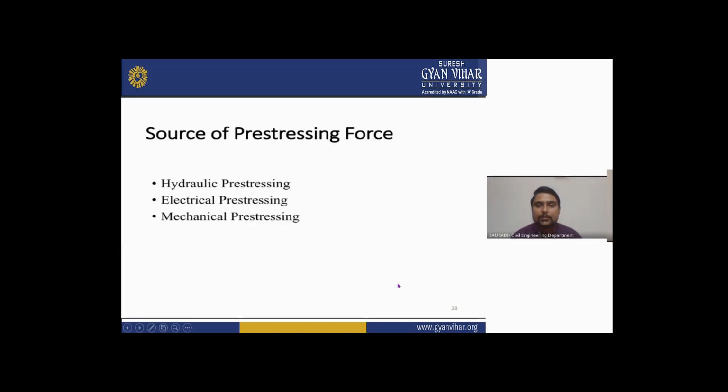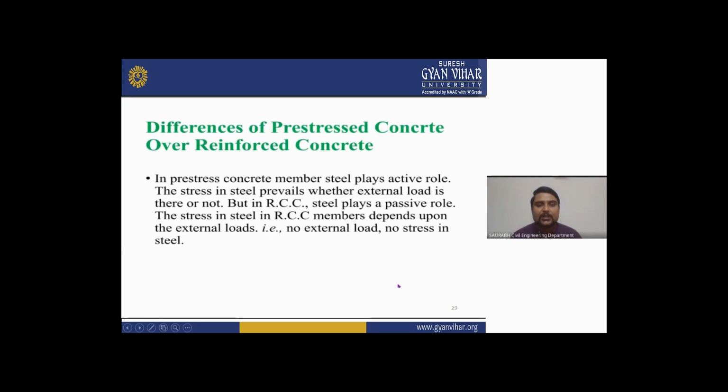Now we will see the source of prestressing force. There is hydraulic pressure prestressing, electrical prestressing and mechanical prestressing. Now we will see the differences of prestressed concrete over reinforced concrete.